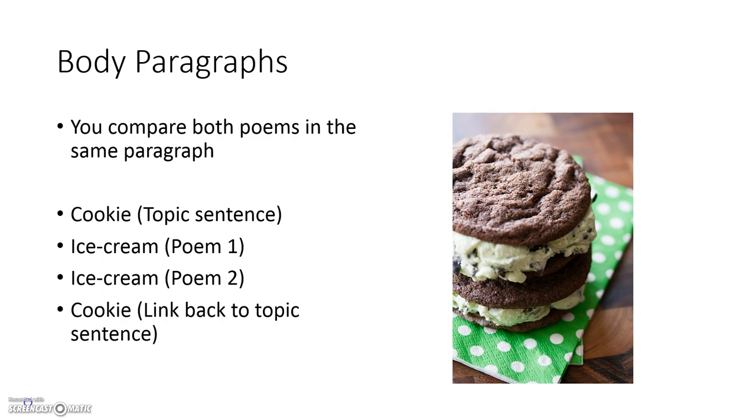So, moving on to body paragraphs in this particular structure. Once again, you're comparing both poems in the same paragraph. And the analogy that I used in class that I'll continue to use is of an ice cream sandwich. Just for the sake of this, you have to imagine that the middle cookie doesn't exist. Basically, the structure is cookie, ice cream, cookie. So it's a double scoop ice cream sandwich. First cookie is the topic sentence. First ice cream scoop is poem 1. Second is poem 2. And the last cookie is a link back to the topic sentence that summarizes what you said in your body paragraph.